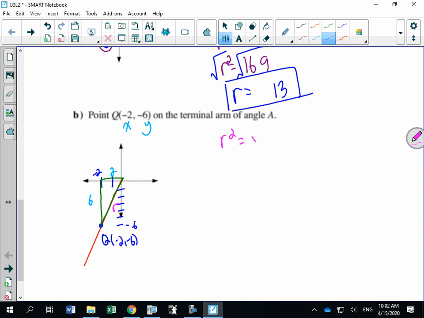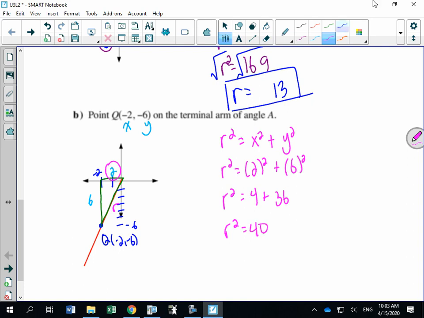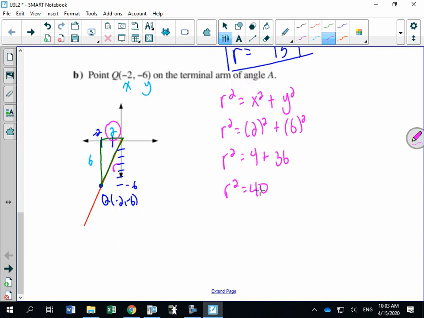And I don't know what my radius is. So r squared is equal to x squared plus y squared. R squared is equal to x is 2 squared, y is 6 squared, 4 plus 36. R squared is equal to 40. We square root both sides. R is going to be equal to the square root of 40.